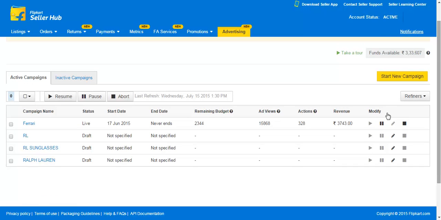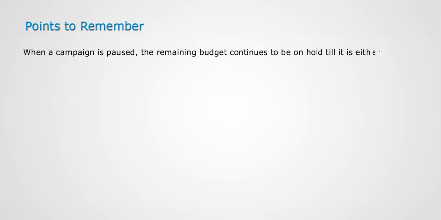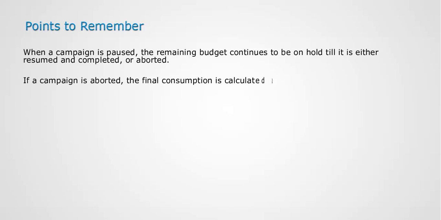Method 3. To modify campaigns in bulk, click here to select all campaigns for bulk action and click on the desired button to modify the campaigns. Please keep in mind the following points while you are modifying a campaign. When a campaign is paused, the remaining budget continues to be on hold till it is either resumed and completed or aborted. If a campaign is aborted, the final consumption is calculated and the remaining balance, if any, will be returned to the COD balance.